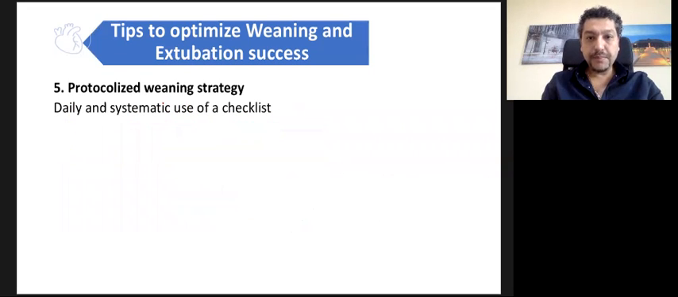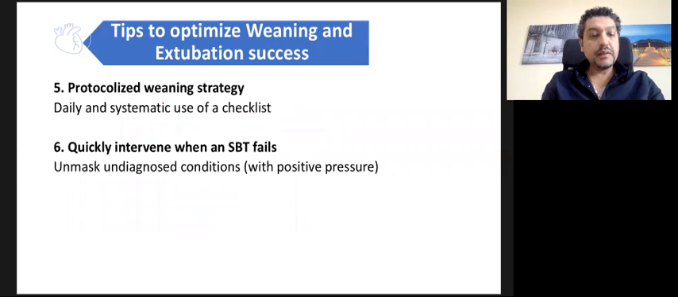Tip number 5, follow a protocolized weaning strategy. It means daily and systematic use of a checklist. We will get to the checklist in the next slides. Tip number 6, quickly intervene when a spontaneous breathing trial fails, because you may unmask other undiagnosed conditions with positive pressure that should be addressed and treated before the next trial.